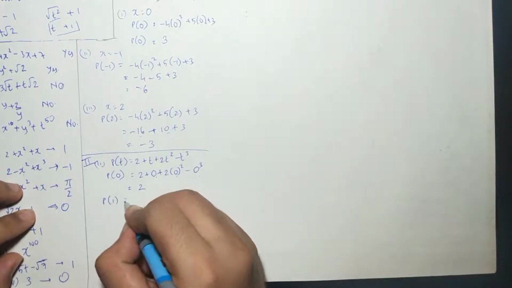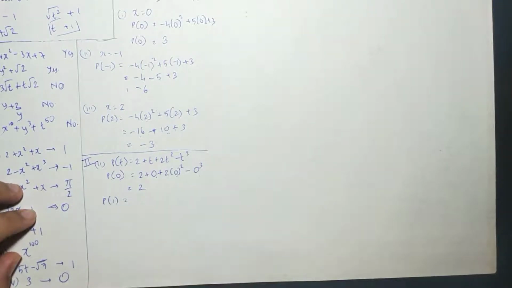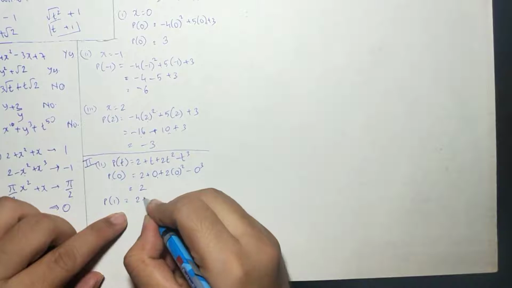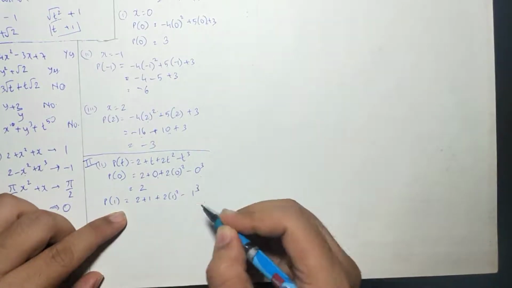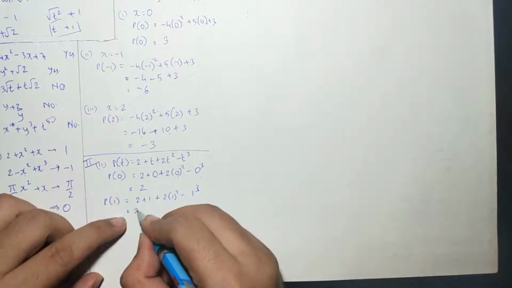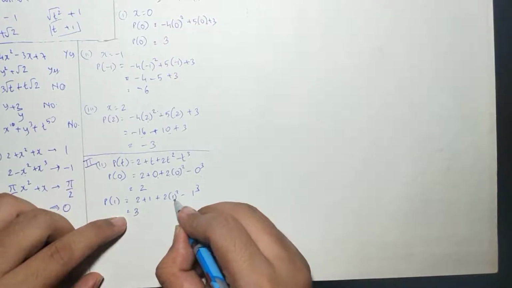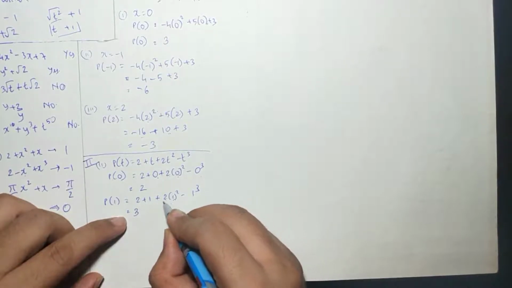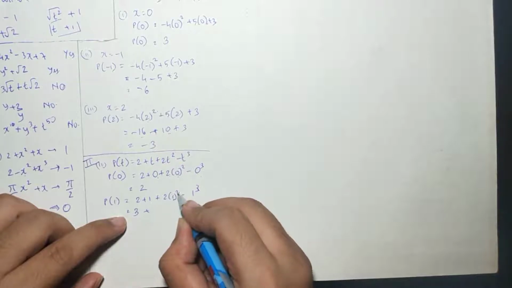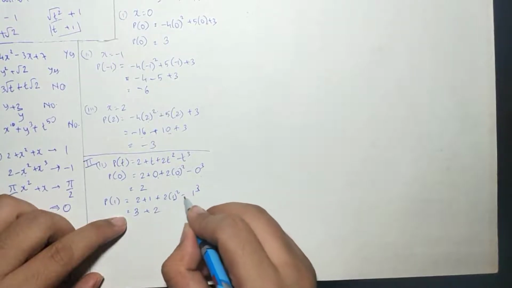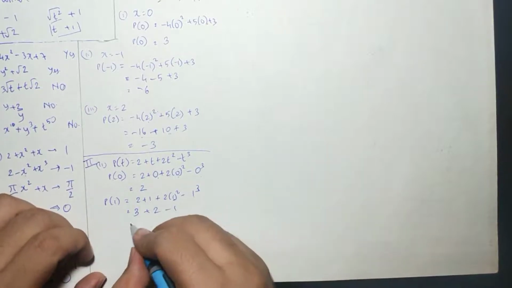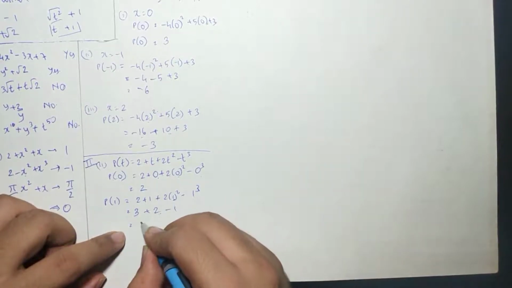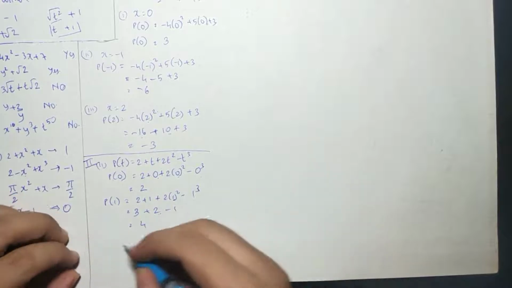Then you have to find p of 1. That is, you have to substitute the value of the variable as 1. 2 plus 1 plus 2 into 1 square minus 1 cube. 2 plus 1 will become 3. 1 square is 1, and 1 into 2 is 2. Minus 1 cube, and 1 cube is 1. So 3 plus 2 is 5. 5 minus 1 equals 4.